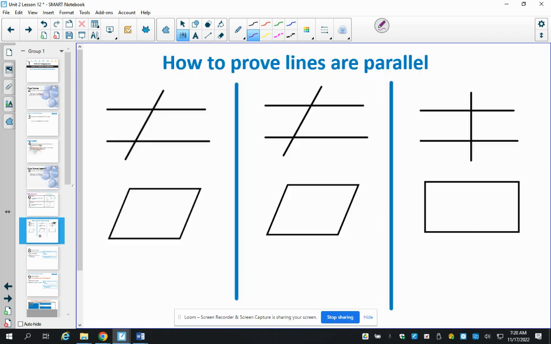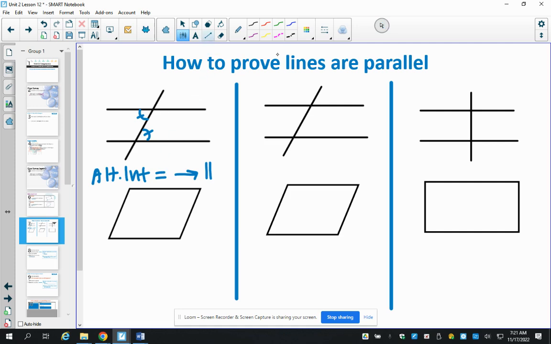Then we're going to start looking at some proofs today in parallelograms and proving that some things are parallel. In order to do that, we're going to have to make sure we remember how to prove that lines themselves are actually parallel. In this case, if we don't know that the lines are parallel yet, what we want to see is alternate interior angles congruent. If we see alternate interior angles congruent, that means these lines have to be parallel. So alternate interior angles congruent forces parallel lines is what this is saying.